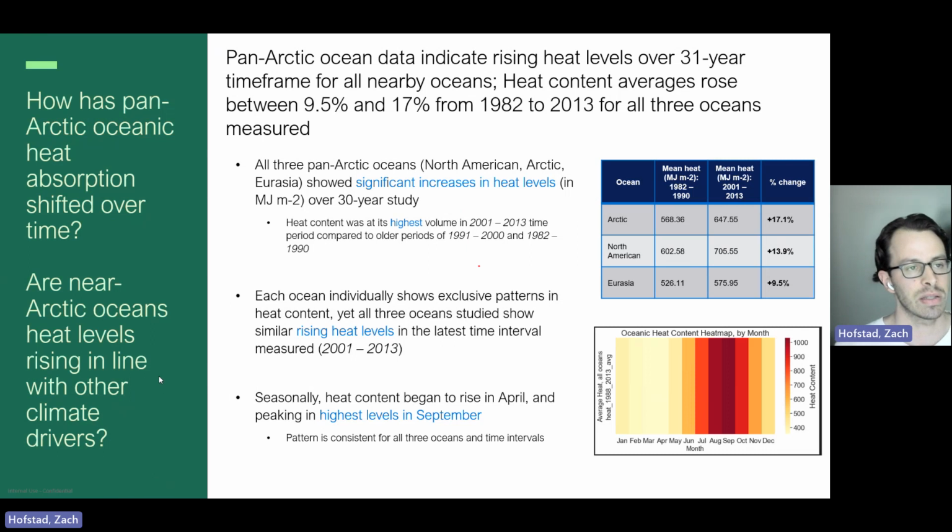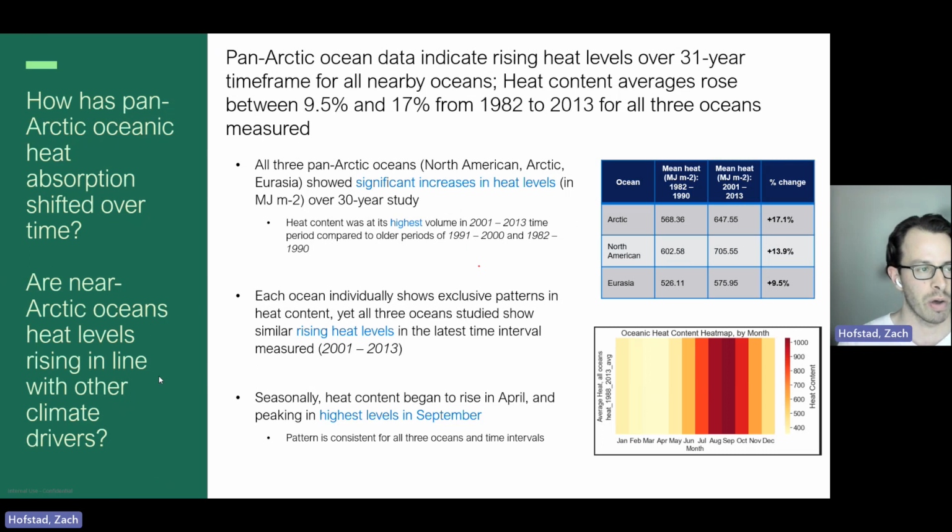So the data indicates that in all 3 oceans measured in the study, so the North American, the Arctic, and the Eurasia oceans of the Pan-Arctic region, all 3 of these oceans have shown rising heat levels within the 33-year time frame of the study. Heat content averages rose between 9.5% and 17% from 1982, the earliest point of the study, to 2013, the latest point of the study. And that is for all 3 oceans measured in the Pan-Arctic region.